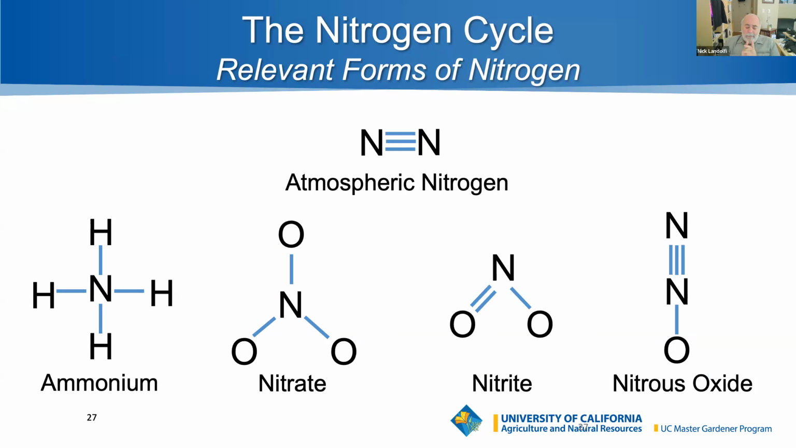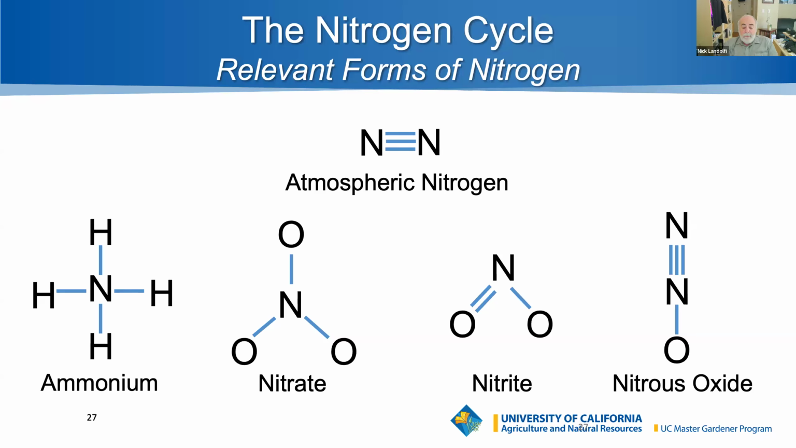This is a little bit of chemistry, but don't despair. These are the chemical forms of nitrogen that participate in this cycle. Nitrogen atoms are represented by N, hydrogen atoms by H, and oxygen atoms by O. The upper middle represents atmospheric nitrogen. Atmospheric nitrogen consists of 2 atoms of nitrogen.